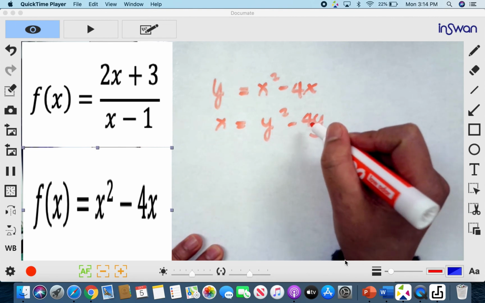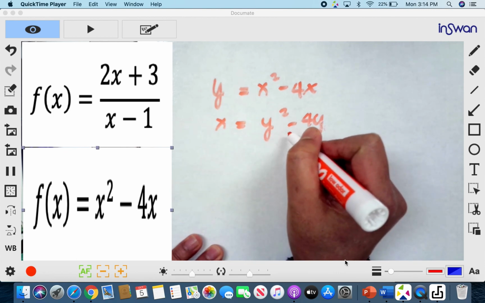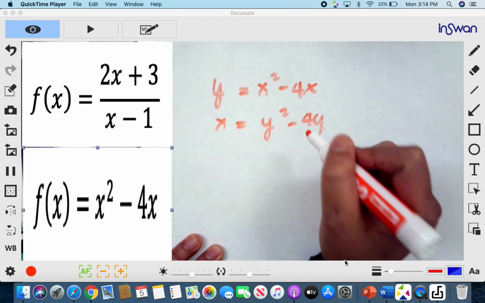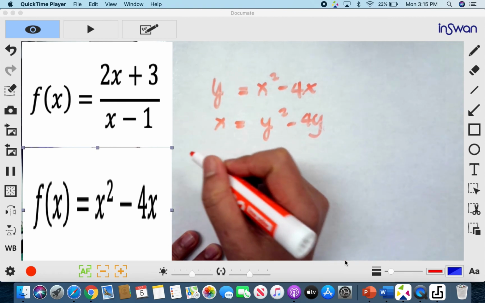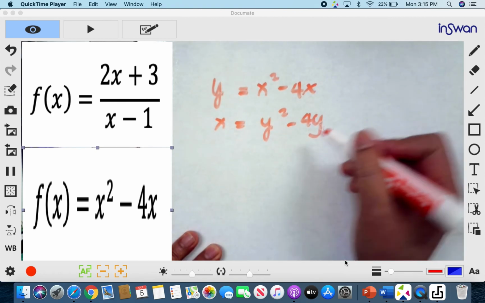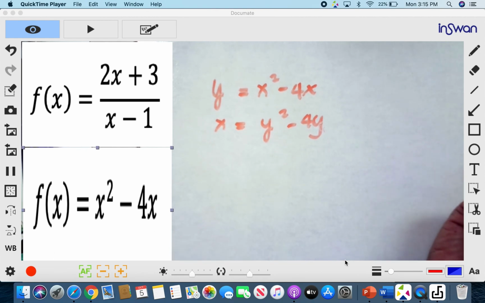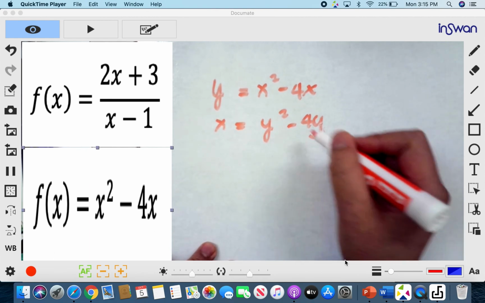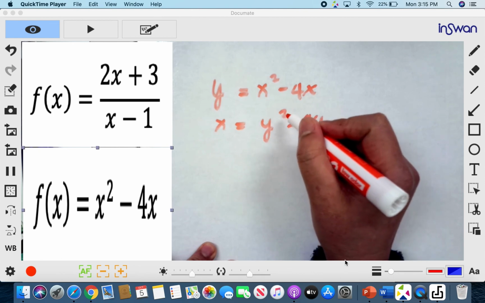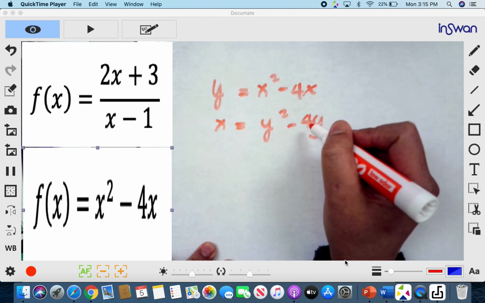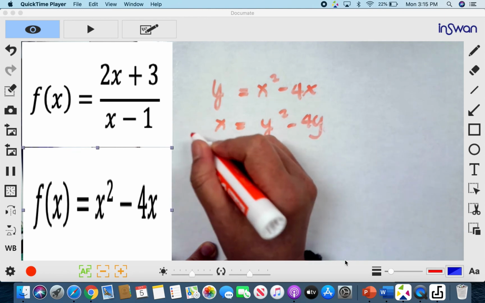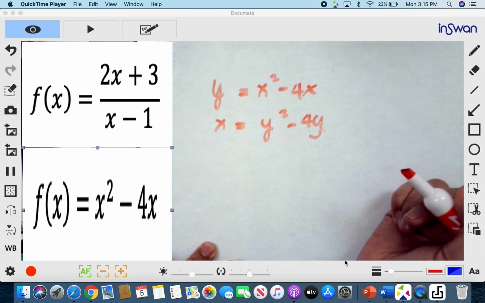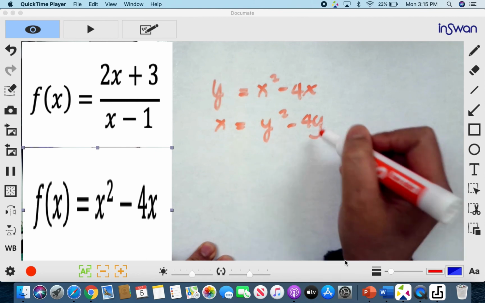I cannot also transpose negative 4y because the principle here is that you have to put the y together and the x together and everything else. So these are already together. So there must be a way in which I would be able to take this out. Because you see, if I'm going to add 4y here to take out the 2, I need to square root x plus 4y. And that's not possible. I want to isolate y.